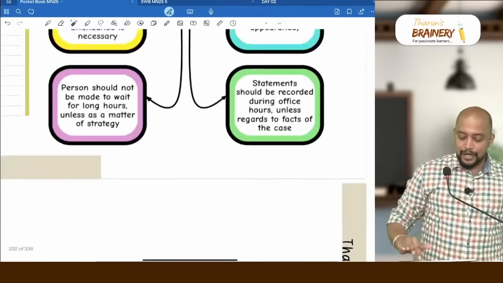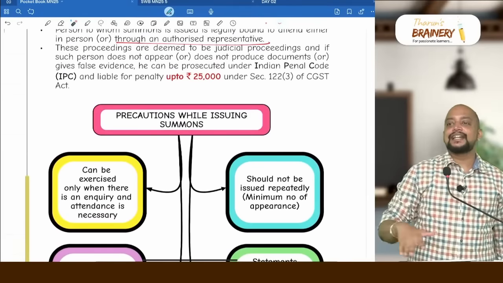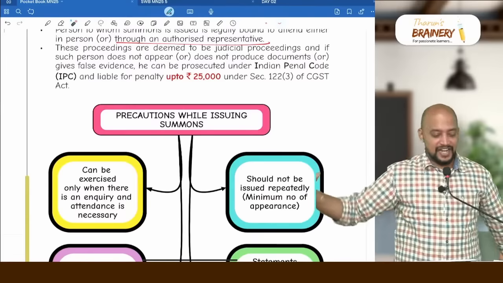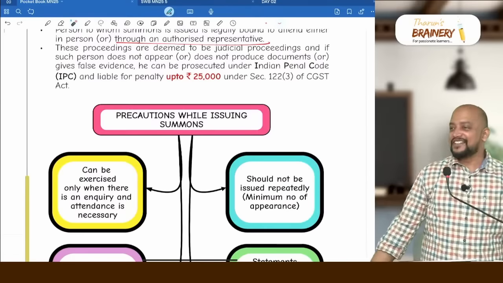That's it. This is about offences, penalties, search, seizure, everything we completed. We'll take a break. Happily we will take a break.